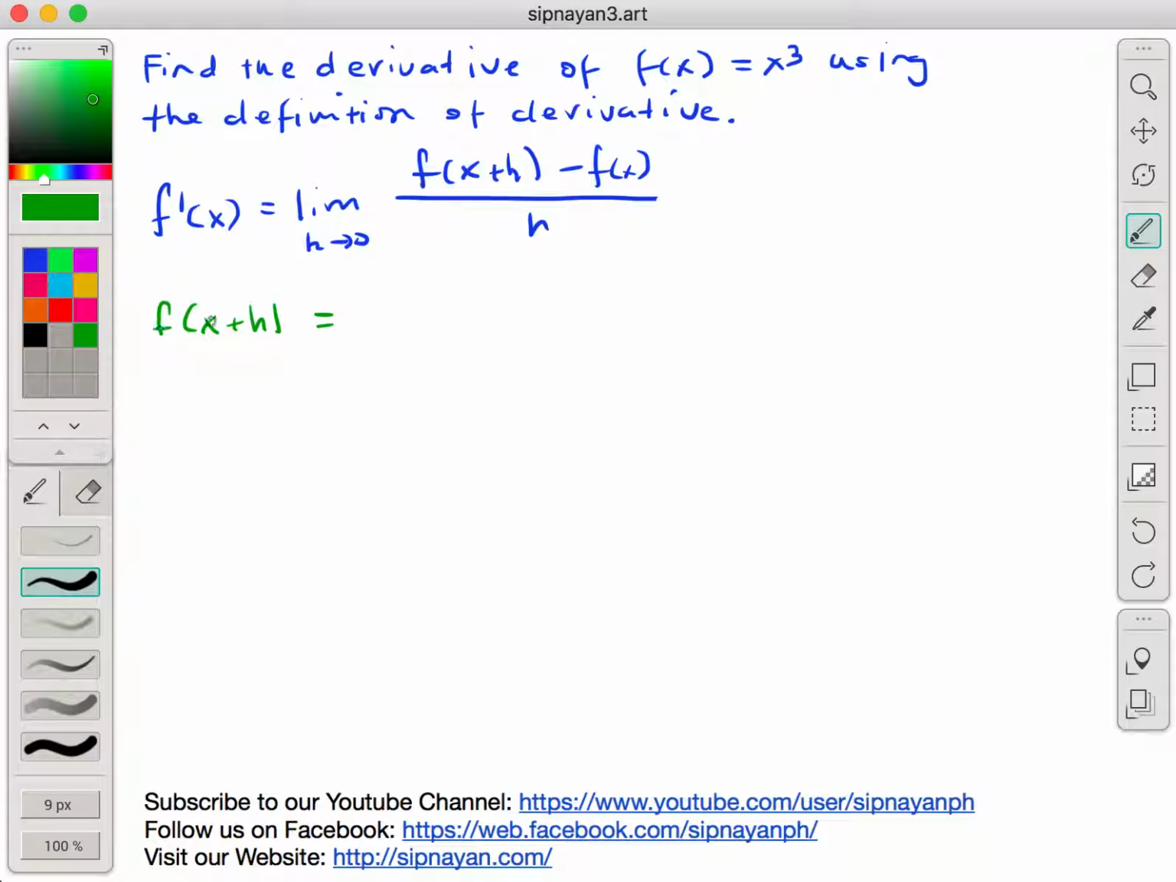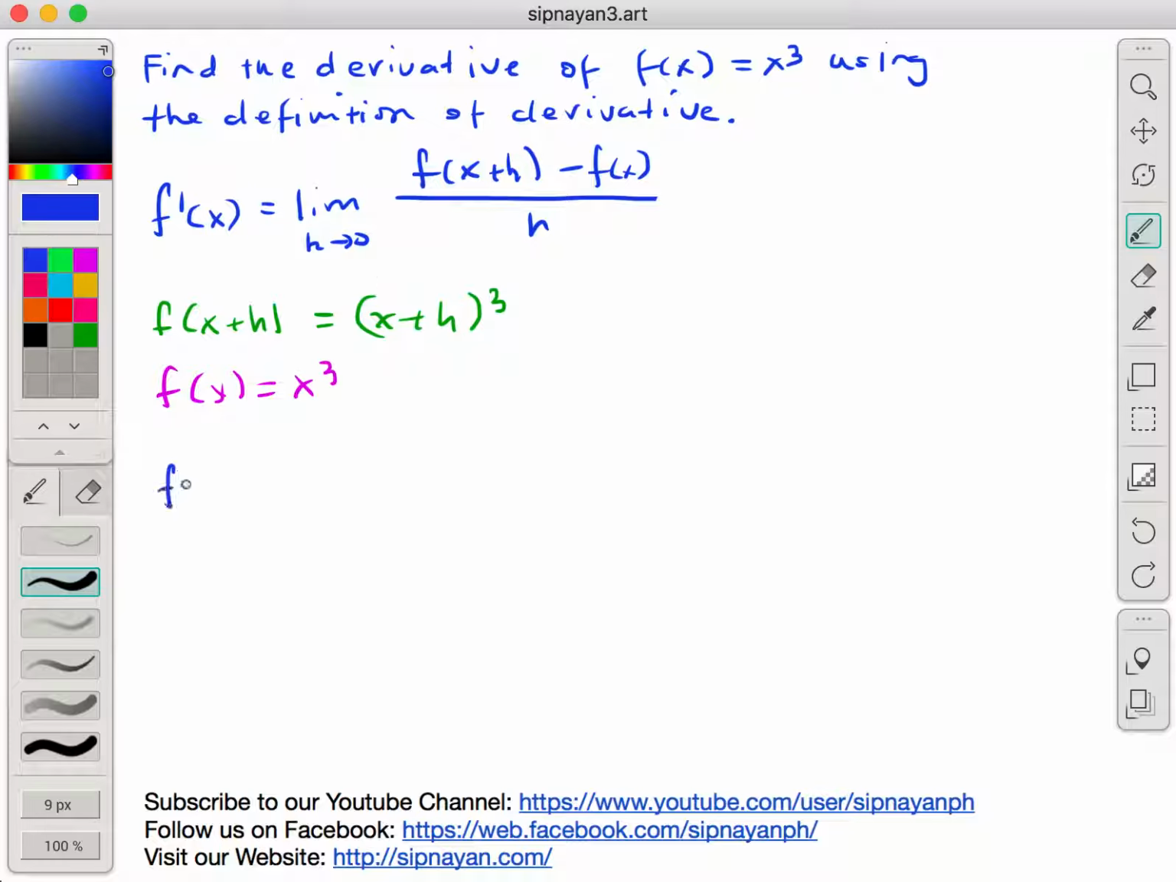So, this is x plus h quantity cubed. So, ito yan, cube natin. And of course, yung f of x natin ay x cubed. So, meron na tayo nito, meron na tayo nito. We can now use the formula, yung definition natin ng derivative, no?